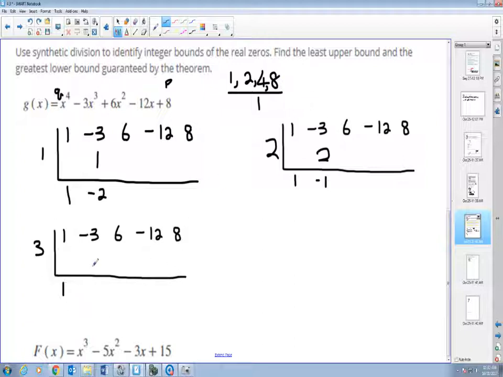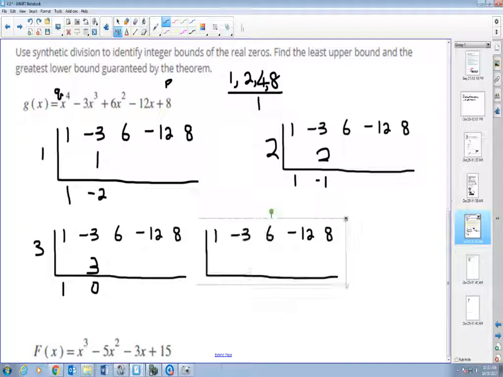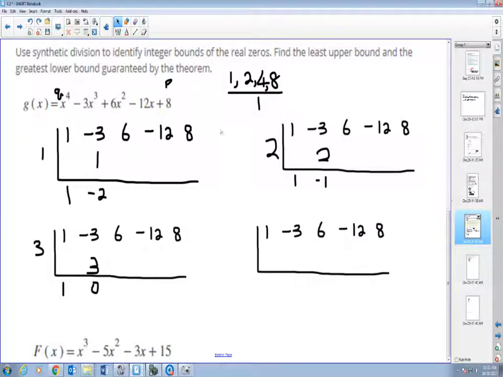3 times 1 is 3. If I add them up, that's a 0. Can't have 0 here. Try with 4. Check it out. Bring down the 1. 4 times 1 is 4. If I add them here, it's a positive 1. 4 times 1 is 4. Add them up is 10. See, it's all positive so far. 4 times 10 is 40. If I add them up, I think it's 28, I believe. Still positive. 4 times 28, add them up, still positive.